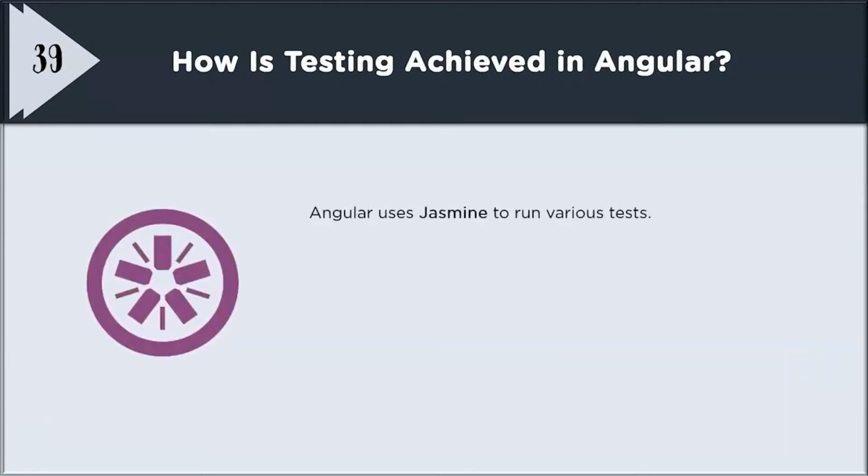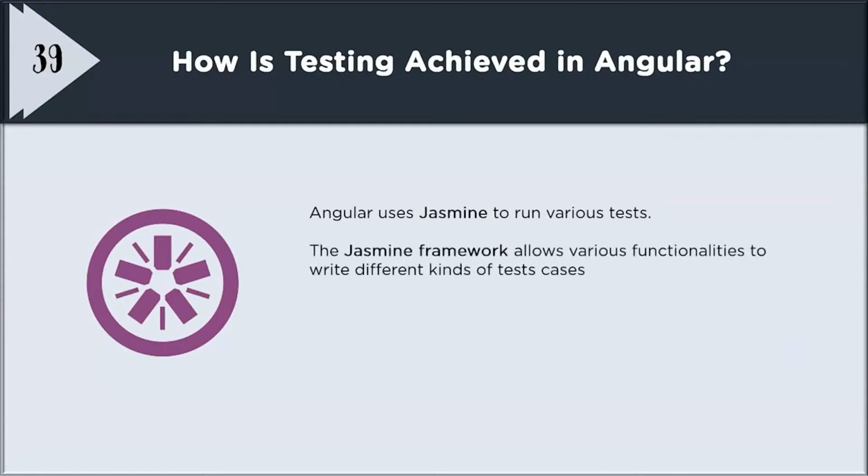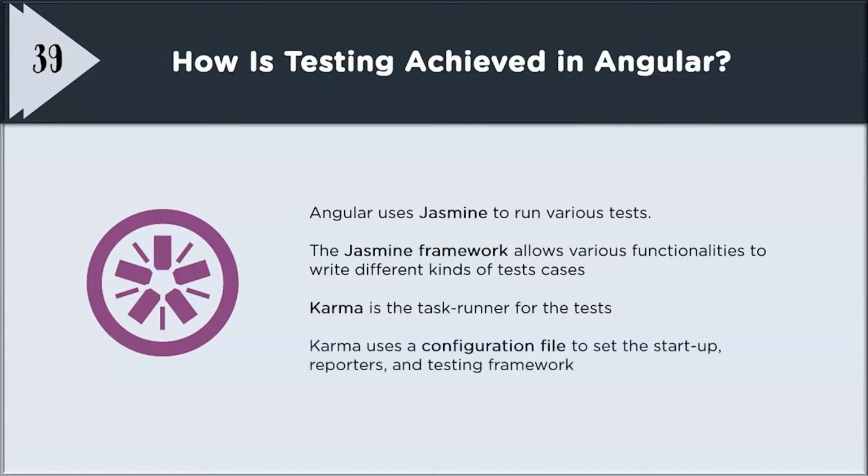Now, Angular uses Jasmine to run various tests. The Jasmine framework allows various functionalities to write different kinds of test cases. The task runner for these tests is typically Karma. And Karma uses a configuration file to set the startup, reporters, and the testing framework.